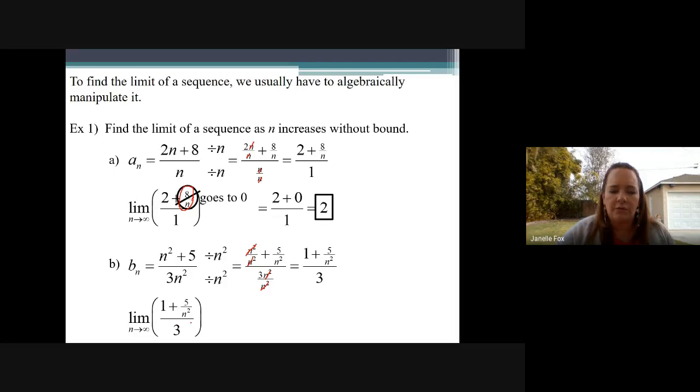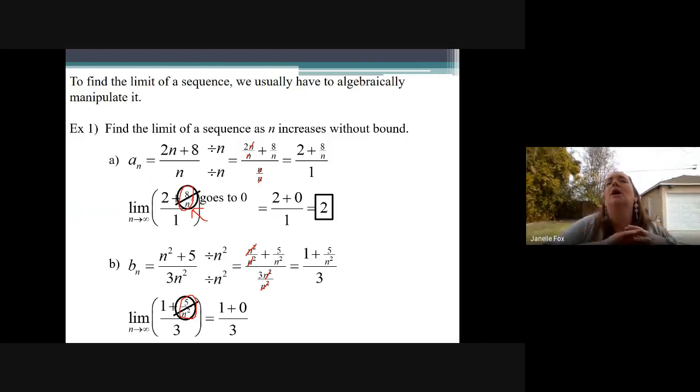Okay, now on the previous example, we had this guy right here that said 8 over n goes to 0. What do you think 5 over n squared is going to go to? Totally 0. We have even bigger numbers on the bottom, so that is 100% also going to 0. We just get a 1 plus 0 over 3, which, guys, turns out to be a 1/3, and that is the answer to the question.